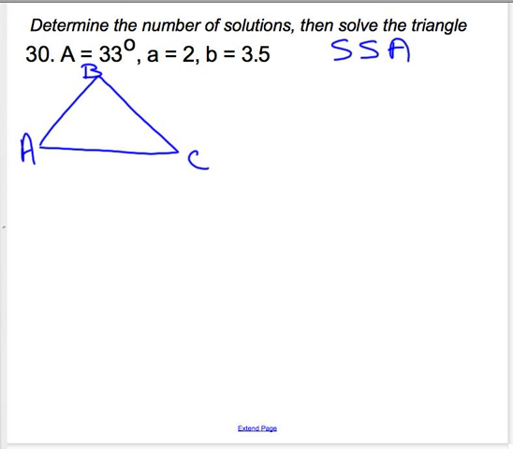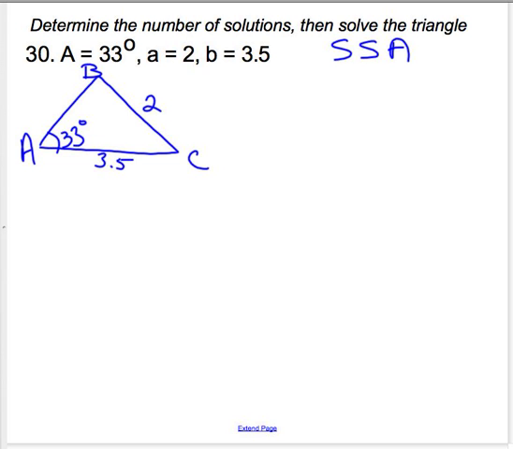So if I start by drawing a picture of what I was given, there's angle A, angle B, angle C. I'm told this one is 33 degrees, side A is 2, side B is 3.5. Two sides and a non-included angle. I could possibly have 0, 1, or 2 different triangles. So I want to see if this is even possible. Okay, so how can I decide? Well, I could start by, say, finding angle B. How? Using the law of sines.